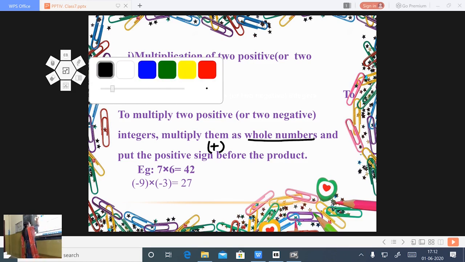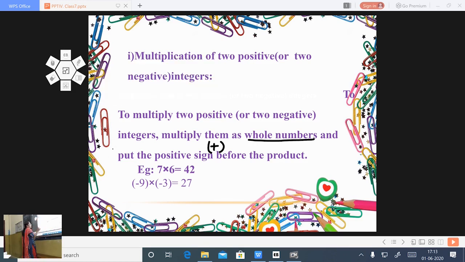I will explain with one example. Here we can consider two positive integers such as 7 and 6. You can choose any two positive integers. So the rule is that first multiply them as whole numbers. That means if any sign is there, you can ignore the sign, just take the numerical values. That is 7 into 6. And put the positive sign before the product. So the answer is plus 7 6s are 42, or you can write it as 42.